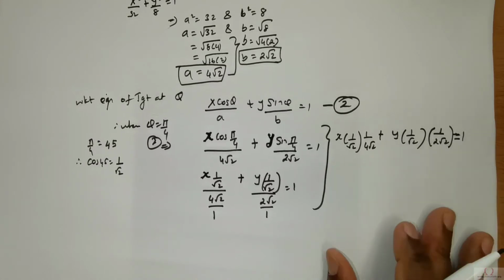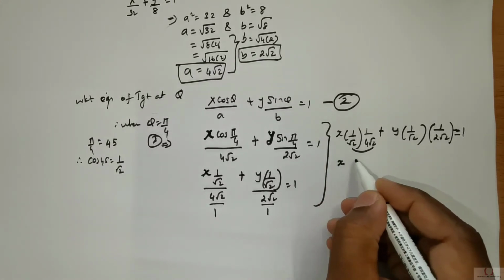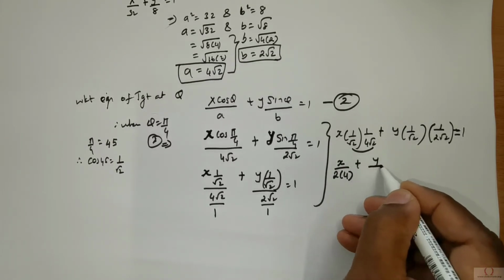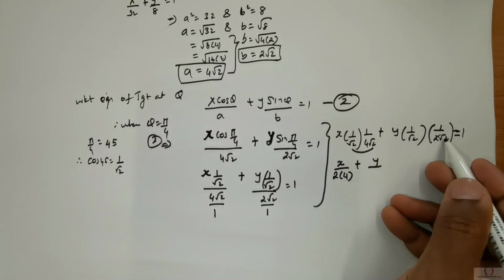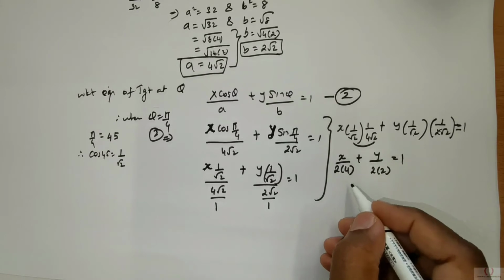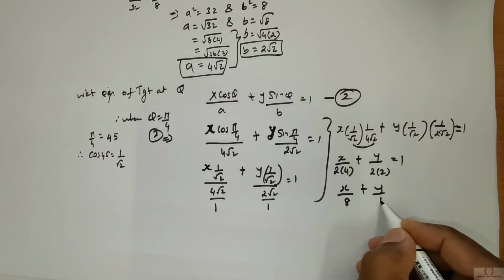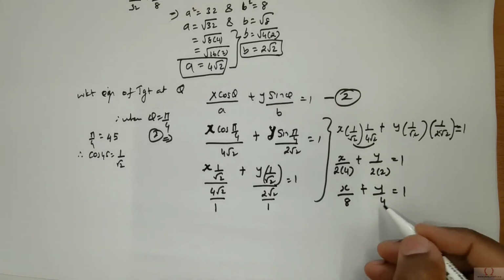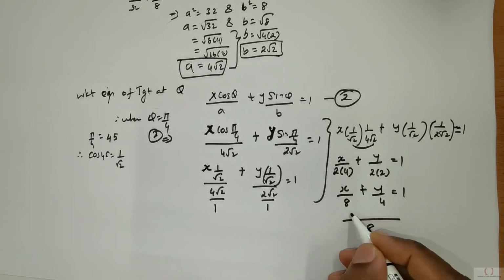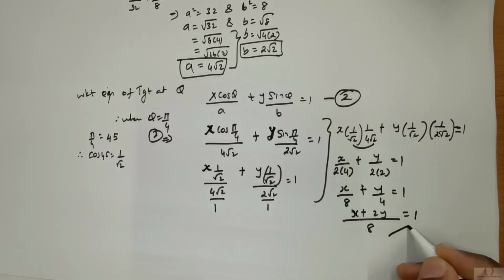So this is what you have got. Now root 2 and root 2 can be multiplied and that would give me 2. I got a 4 there. Plus y times 2 times root 2 times root 2 would give me 2 times 2, equal to 1. This can be further rewritten as x/8 + y/4 = 1. But if I take the LCM as 8, this would be x + 2y over 8 equal to 1. I cross multiply.